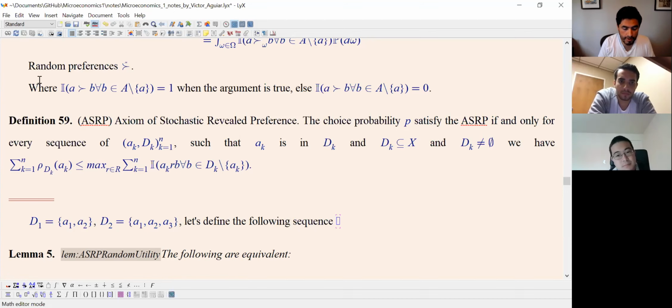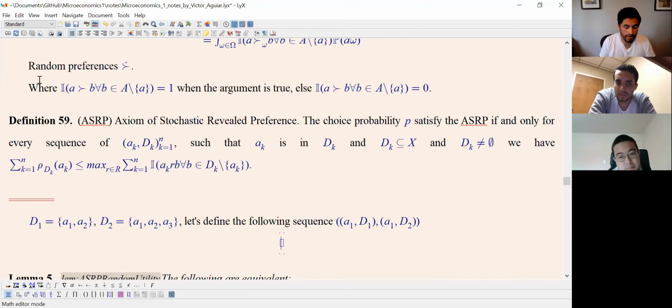Okay, which is going to be A1 in D1, right? And then A1 in D2. Now, remember the axiom, and now I'm going to compute the left-hand side. So this is a sequence with just 2 entries. Now the summation here is going to be the probability of D1, A1, plus the probability of D2, A2.